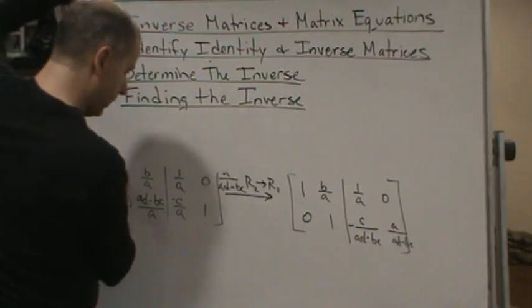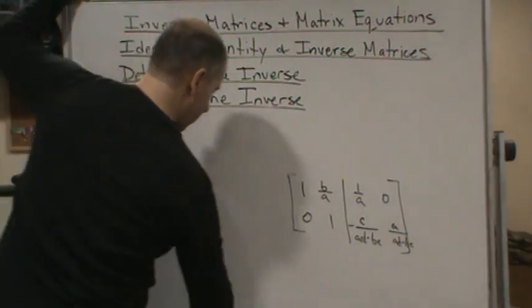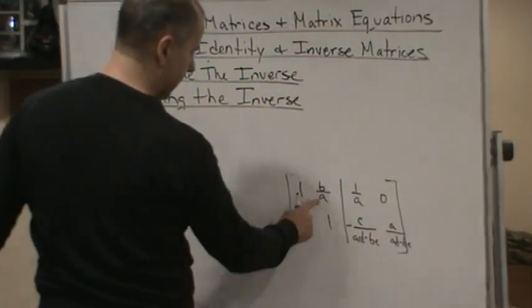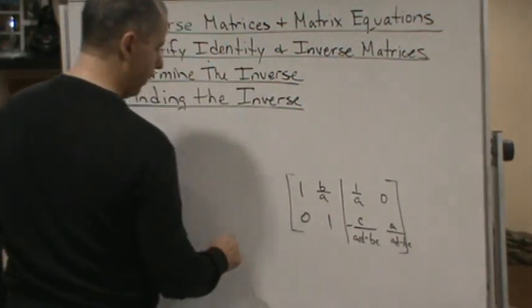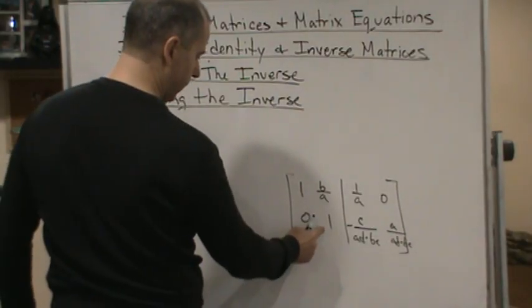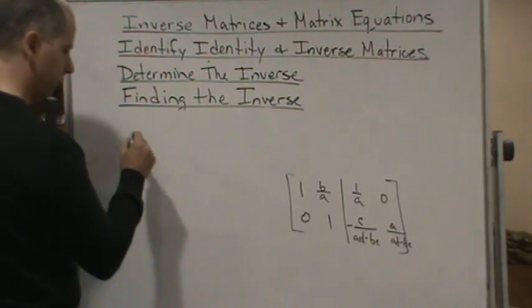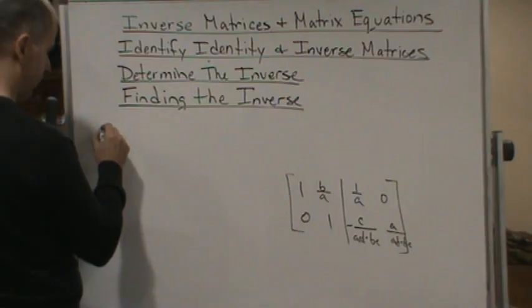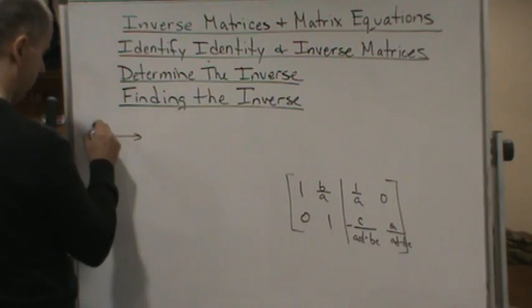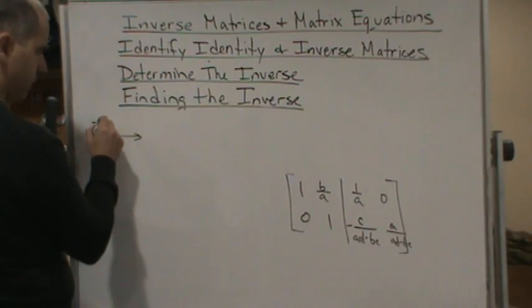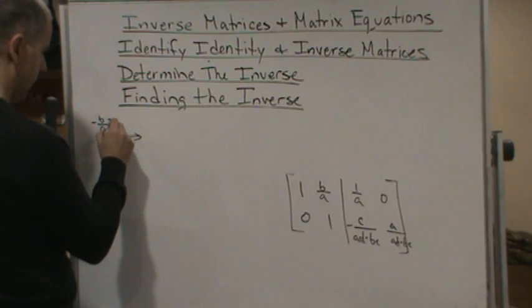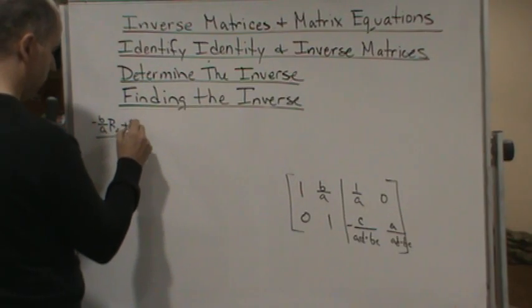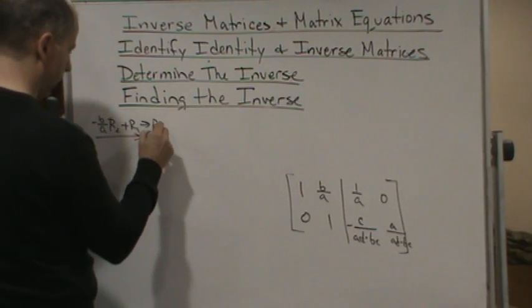Okay. All right, so now we just need to get rid of this. Okay, so we're going to take what? Negative B over A, right? So we're going to take negative B over A times row 2 plus row 1 and replace row 1.